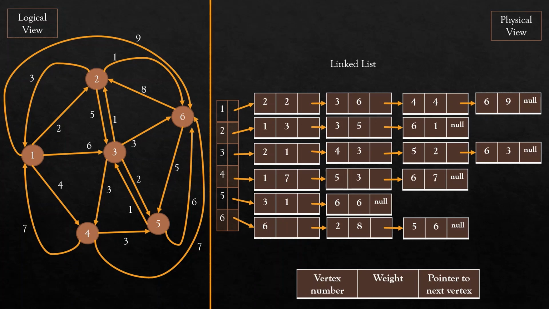We have an array of pointers where the size of the array is equal to the number of vertices. And this array of pointers points to the starting address of the linked list corresponding to the vertex number. For example, the first element in the array of pointers has the starting address of the linked list formed for vertex number 1. Similarly, the second array value has the starting address of the linked list formed for vertex number 2 and so on.